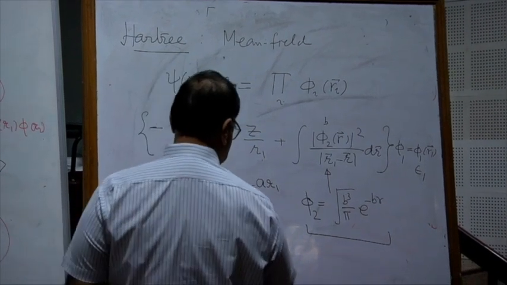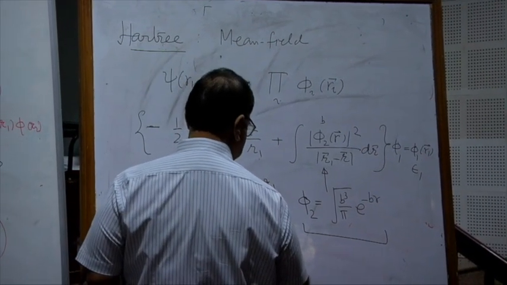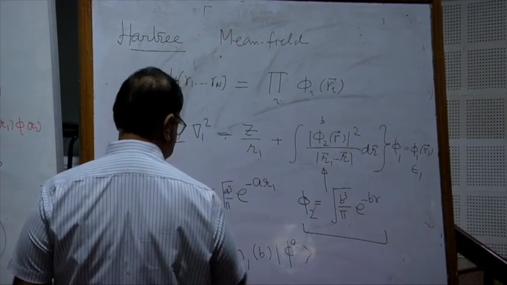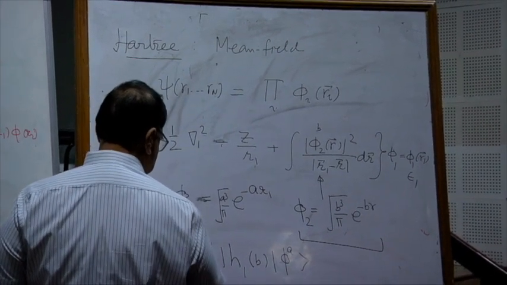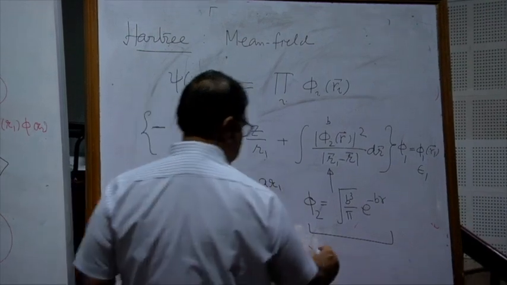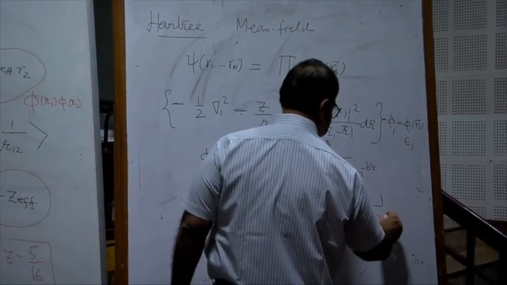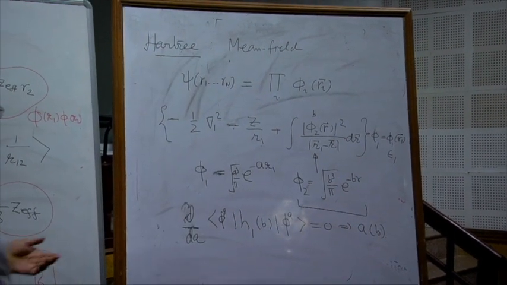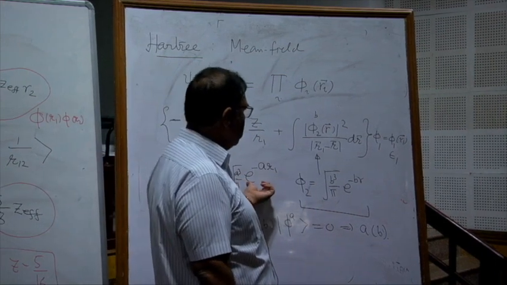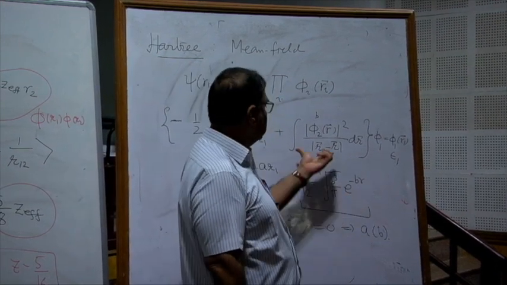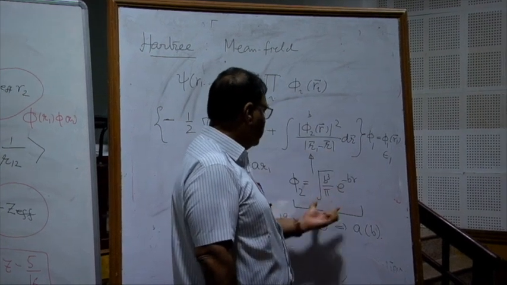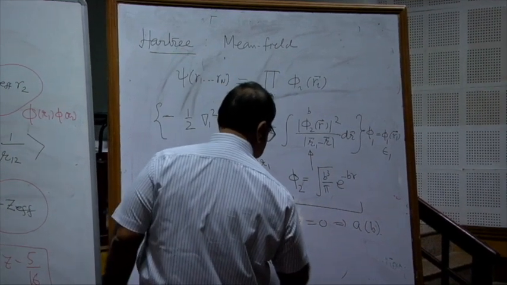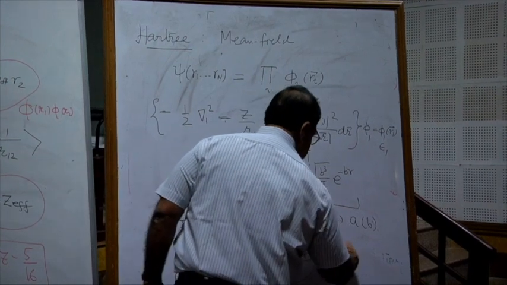So I'll have an equation: the expectation value of H1, which is a function of B, with respect to the function of A, and the derivative with respect to A equals 0. And this will give me A as a function of B. That will give me an approximate wave function of this form in terms of B. If the second electron had this wave function, the first electron would have this. And for self-consistency, I would say A as a function of B is B. That's self-consistency.